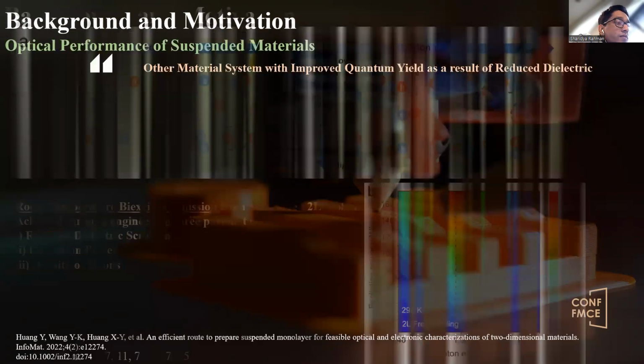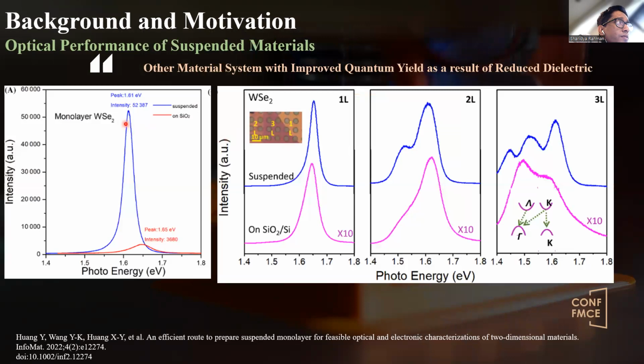This particular work was a very good motivation for many-body interactions with many-body particles in 2D materials. This kind of suspended 2D material has been demonstrated in multiple works. For instance, in this work, the people have demonstrated monolayer WSe2 on multiple trenches. These trenches can help to reduce the dielectric screening. And as a result, they were able to enhance the quantum yield of the photoluminescence at room temperature. As you can see, the red one is on the supported area, and the blue one is on the suspended area.